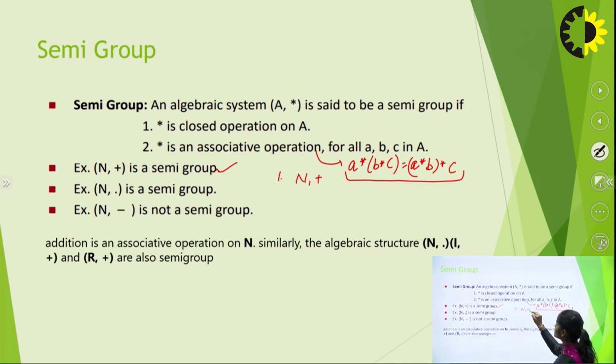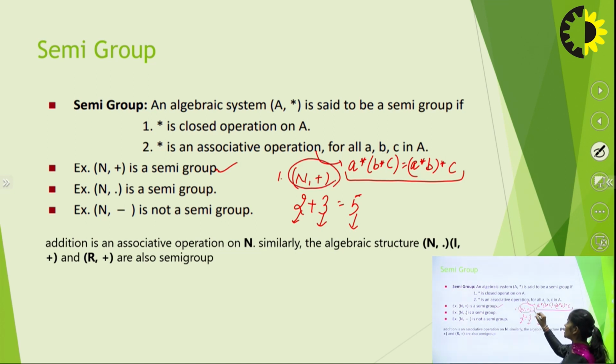Natural number with plus sign. If I take 2 plus 3, it will give 5. So 2 belongs to natural numbers, 3 belongs to natural numbers, and 5 also belongs to natural numbers. So therefore this is closure under the operator plus, right? Now the second thing is associativity, and as we previously saw, plus is associative under natural numbers, which means it follows this property. So natural numbers with the plus sign is a semigroup.